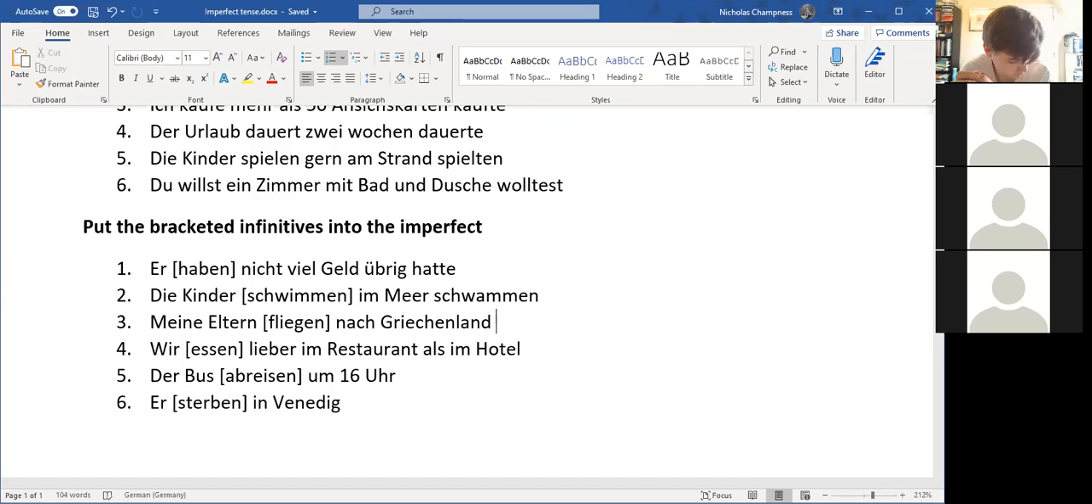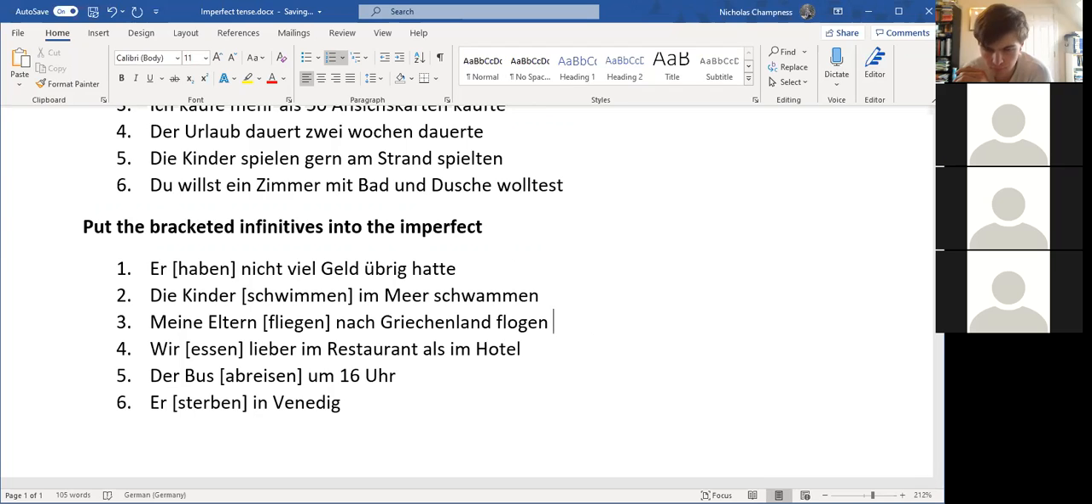Ten. Oh, sorry, no. Hold on, let me just check. There's not a ten. It's irregular, so there is no. But you said flog, so that's correct. But then you need to change one thing. You need to add something to it. No, it's flogen because it's plural. Meine Eltern, plural. Oh, of course. So you can say ich flog. That's correct. But because it's plural, wir flogen or sie flogen.